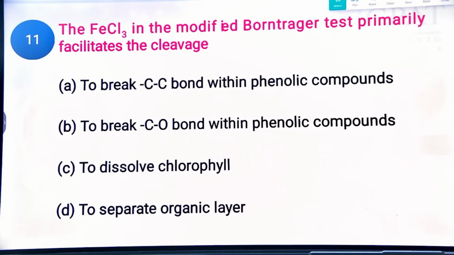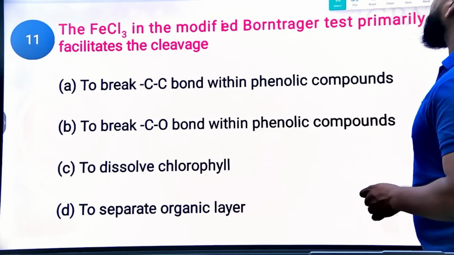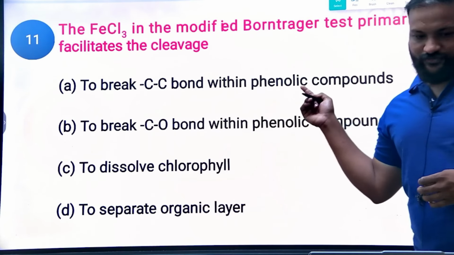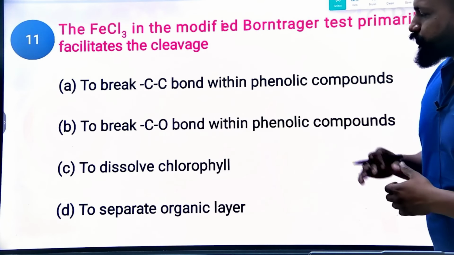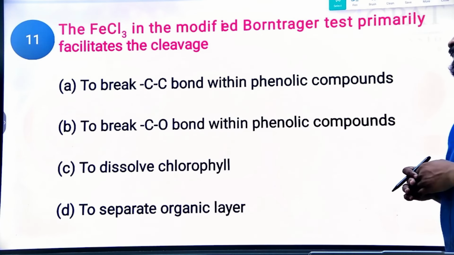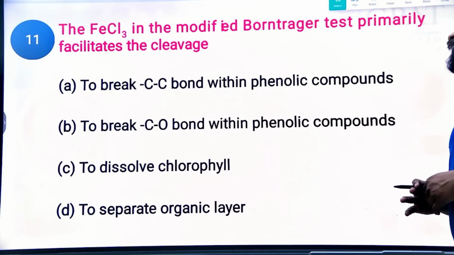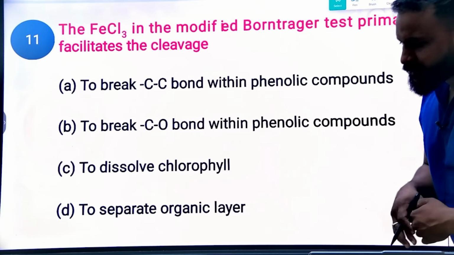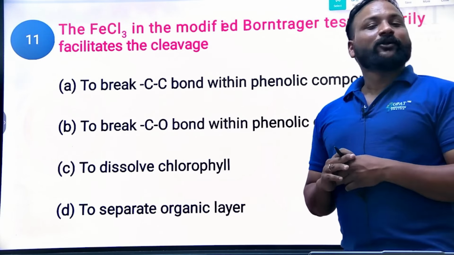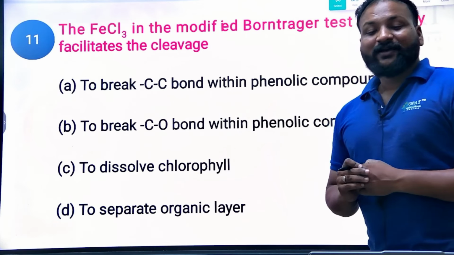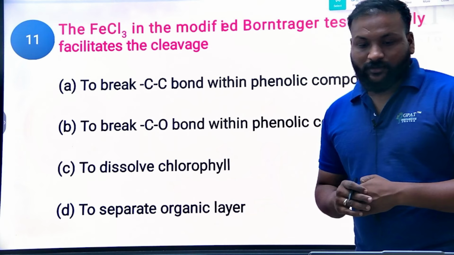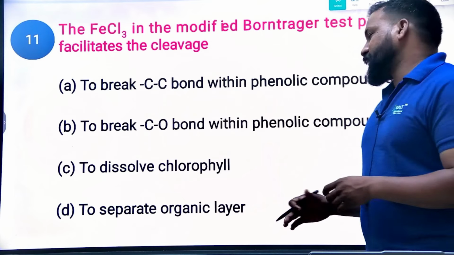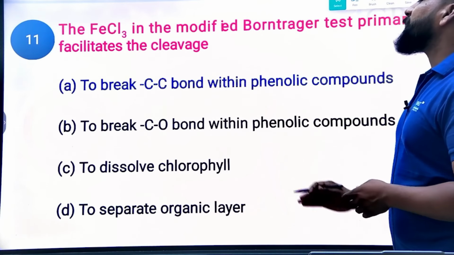Next question. The FeCl3 in the modified Borntrager's test primarily facilitates what: the cleavage to break the C-C bond within phenolic compounds, to break the C-O bond within a phenolic compound, to dissolve chlorophyll, or to separate the organic layer? You can eliminate the last two options. Do you agree with my statement? So, tell me the right answer. The right answer will be option A.